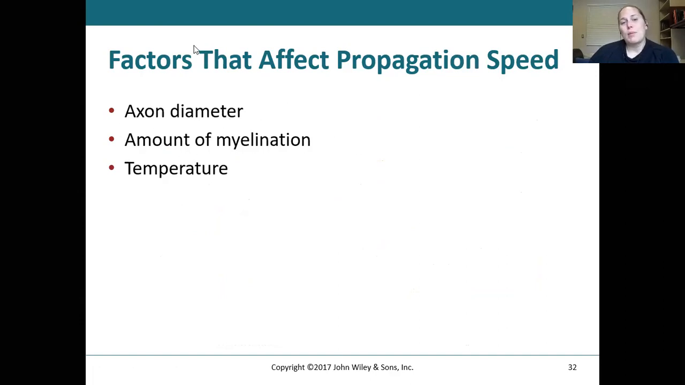So when we talk about propagation speed, we're basically talking about, okay, if you have an action potential traveling down an axon, how fast does that happen? Does it happen kind of slow, or is it going, not at the speed of light, but pretty darn fast?